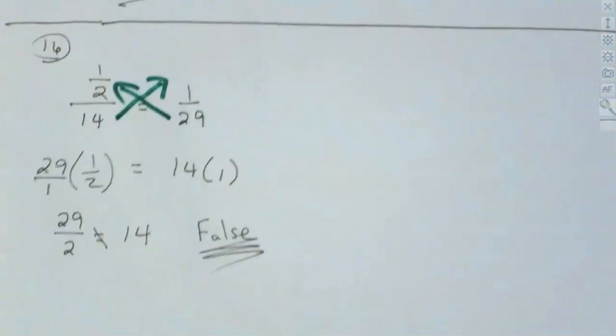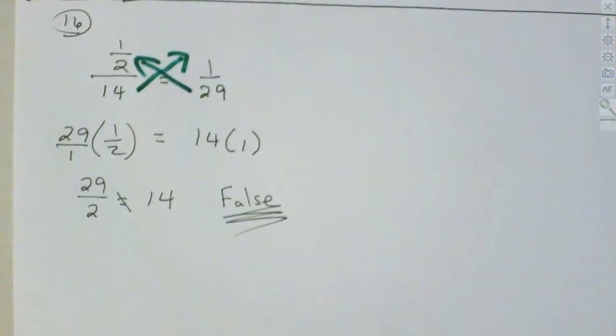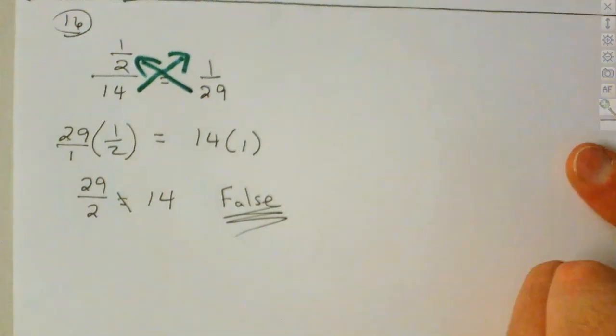Okay, so all you need to do is cross multiply, and if they come out to be the same, it's true, they're equal. If they're not, they are different fractions.